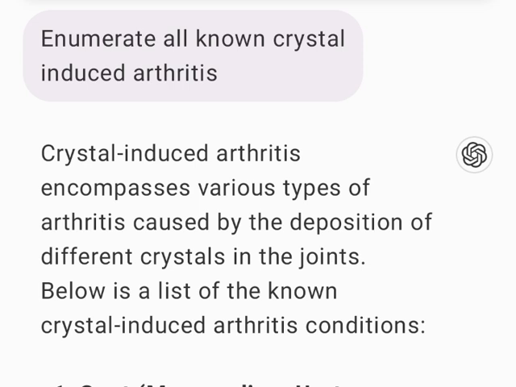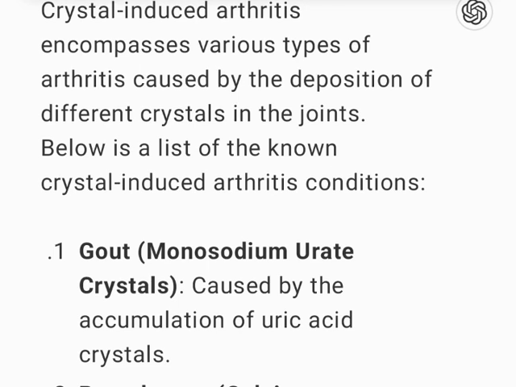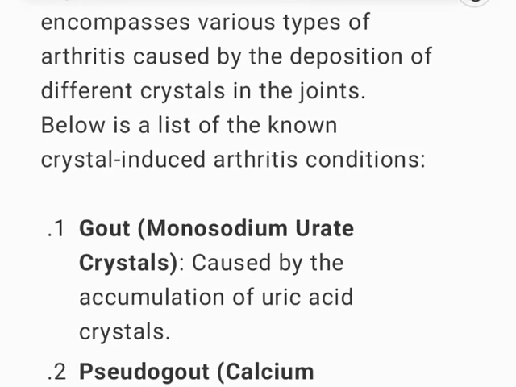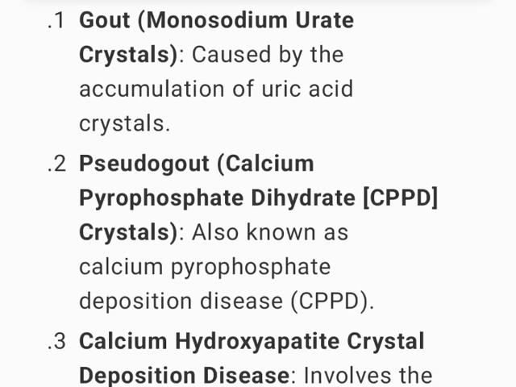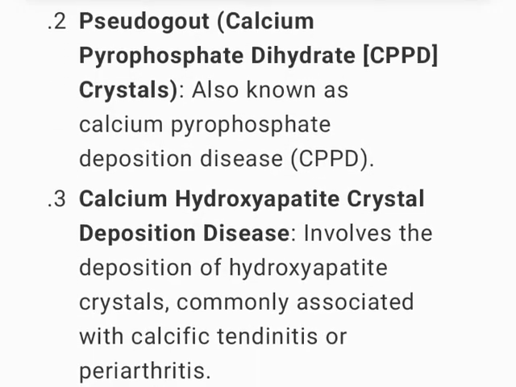Crystal-induced arthritis encompasses various types of arthritis caused by the deposition of different crystals in the joints. Below is a list of the known crystal-induced arthritis conditions. 1. Gout, monosodium urate crystals, caused by the accumulation of uric acid crystals. 2. Pseudogout, calcium pyrophosphate dihydrate, CPPD crystals, also known as calcium pyrophosphate deposition disease, CPPD.